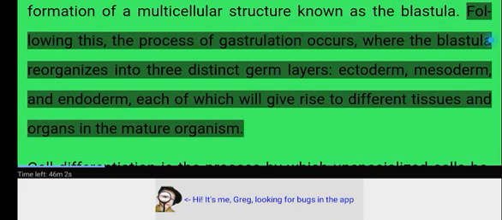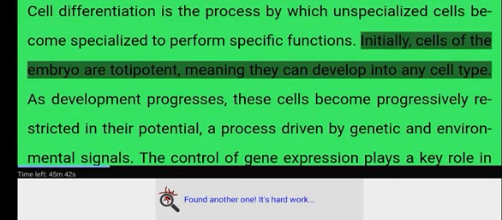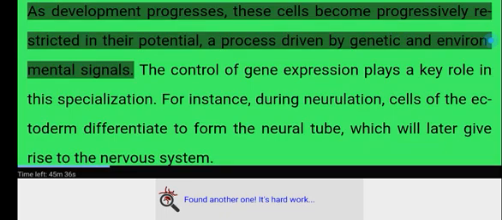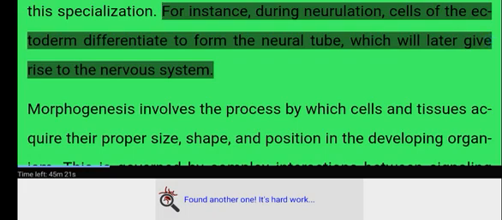Following this, the process of gastrulation occurs, where the blastula reorganizes into three distinct germ layers: ectoderm, mesoderm, and endoderm, each of which will give rise to different tissues and organs in the mature organism. Cell differentiation is the process by which unspecialized cells become specialized to perform specific functions. Initially, cells of the embryo are totipotent, meaning they can develop into any cell type. As development progresses, these cells become progressively restricted in their potential, a process driven by genetic and environmental signals. The control of gene expression plays a key role in this specialization. For instance, during neurulation, cells of the ectoderm differentiate to form the neural tube, which will later give rise to the nervous system.